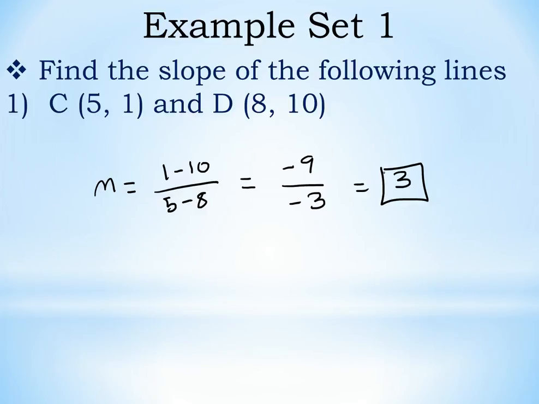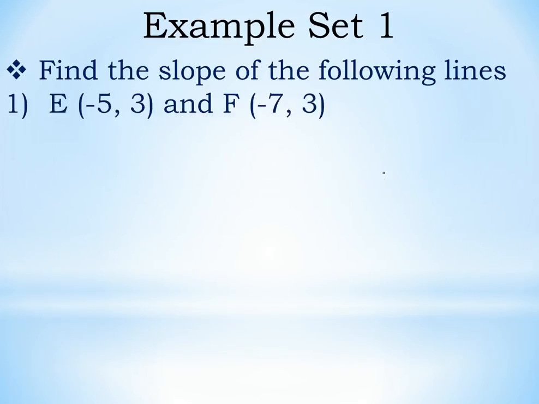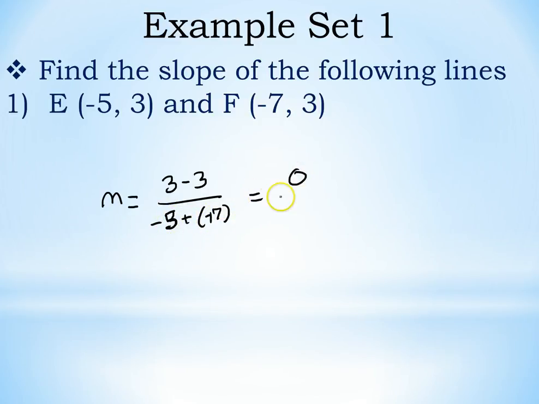Where it gets a little more interesting is situations like this one right here. So I want to find the slope of this line. And notice both my y coordinates are going to be the same. So let's see what happens. So my slope, I'm going to do 3 minus 3 over negative 5 minus negative 7. 3 minus 3 is 0. Negative 5 plus 7 is 2. Well, 0 divided by any number will always be 0.